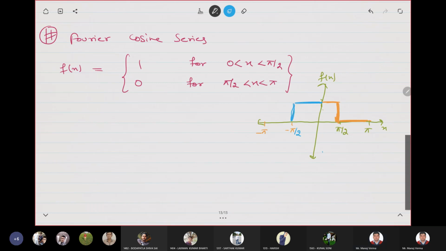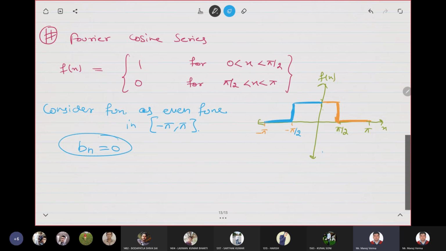I will consider this should be my function, if I want my solution in pure cosine terms only. So I will consider my function as an even function in the range minus pi to pi. Well, in that case, of course, bn is going to be 0. For an even function, the value of bn is always 0, and we have to just calculate the values of a0 and an.